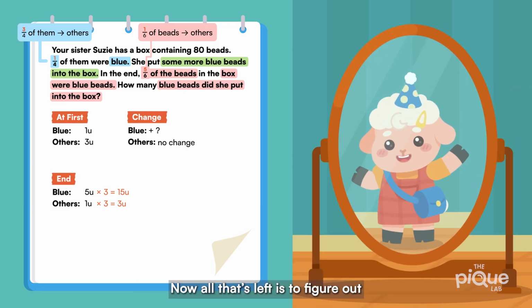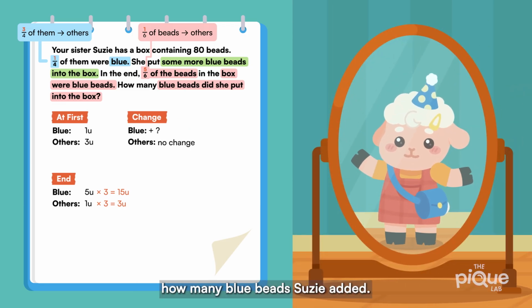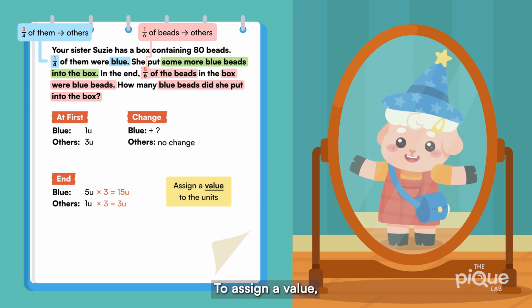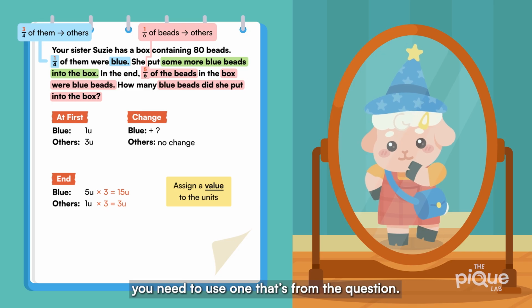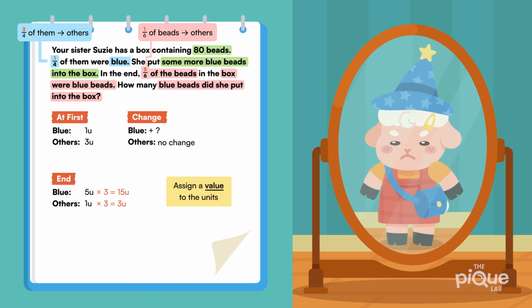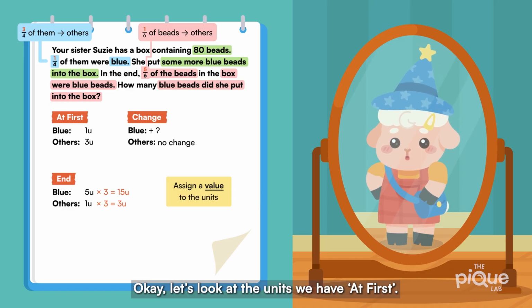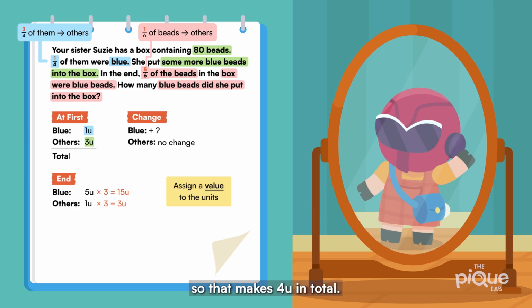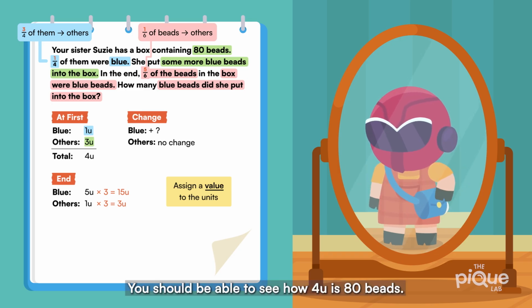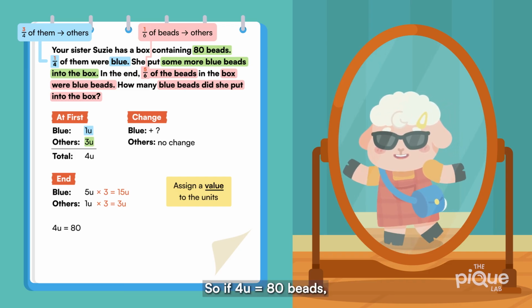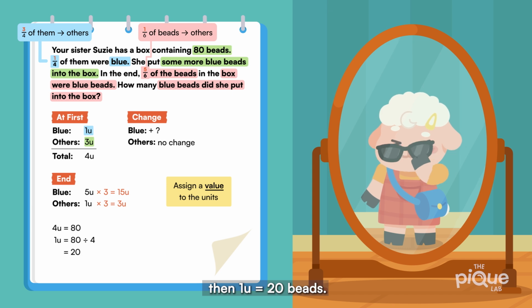Now all that's left is to figure out how many blue beads Suzie added. To do that, we need to give each unit a value. To assign a value, you need to use one that's from the question. We will use 80, the total at the beginning. Okay, let's look at the units we have at first. We have 1 unit and 3 units, so that makes 4 units total. You should be able to see how 4 units is 80 beads. So if 4 units equals 80 beads, then 1 unit equals 20 beads.